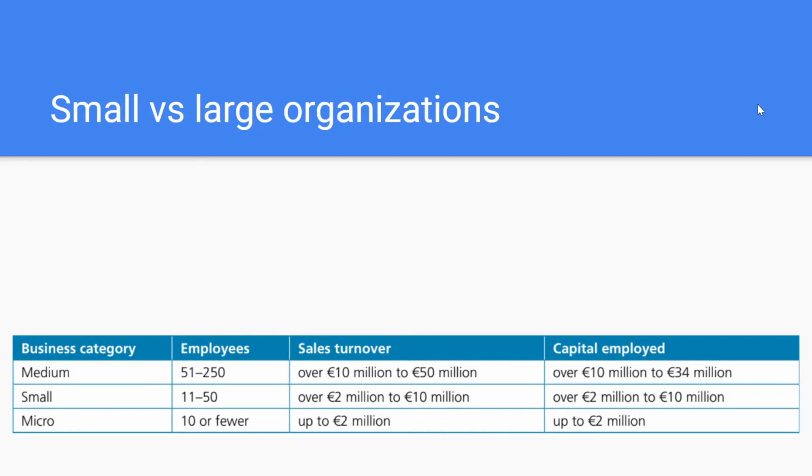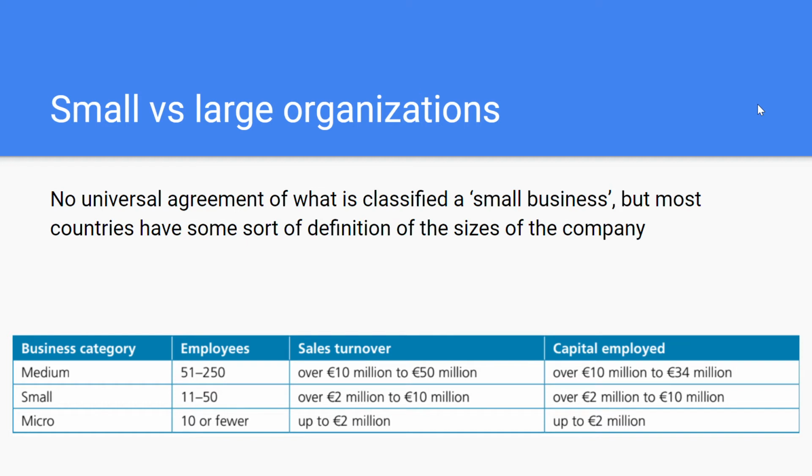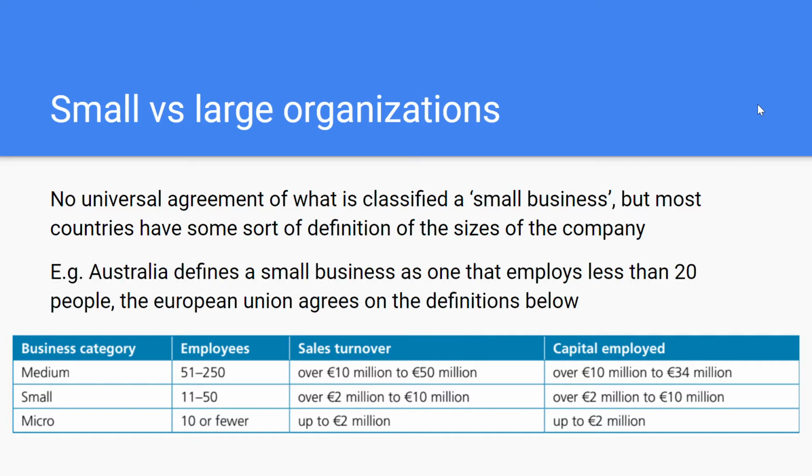So first of all, what exactly is a small organization? It's important to know that there is no universal agreement of what is classified as a small business, but most countries have some sort of definition of the sizes of the company. So they have a definition of what size is considered small. For example, in Australia, they define a small business as one that employs less than 20 people.